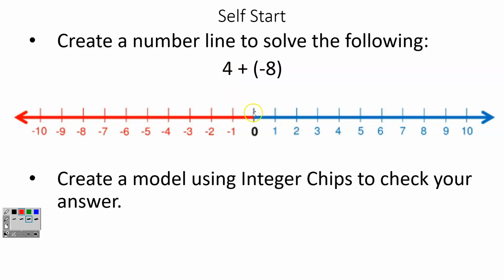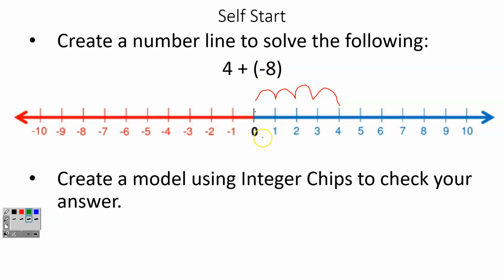So I'm going to go 4 in the positive direction. So I may have to make sure that I always start at my 0. So I'm going to go 4 jumps. 1, 2, 3, 4. My next thing is I need to go 8 places in the negative direction.